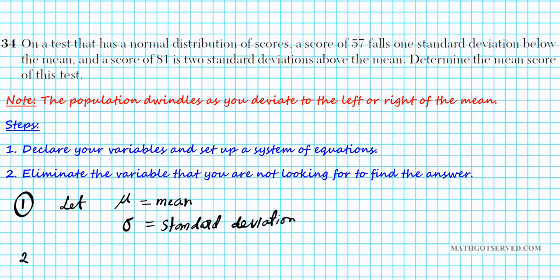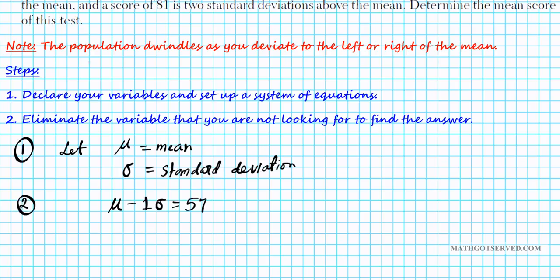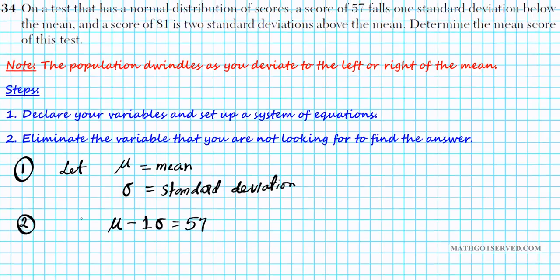Okay, so first of all, we're told that a score of 57 falls 1 standard deviation below the mean. So we have the mean and then 1 standard deviation below it, so mu minus 1 standard deviation, which is sigma, and that gives us what? The score of 57. Okay, so 1 standard deviation below is negative, right? So you subtract that one standard deviation from the mean, and you get 57. All right, so see if you can set up the second equation.